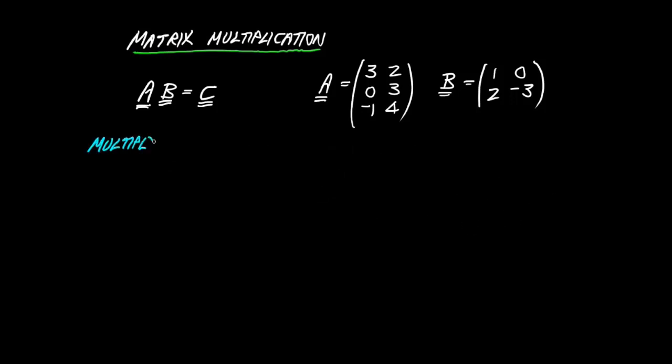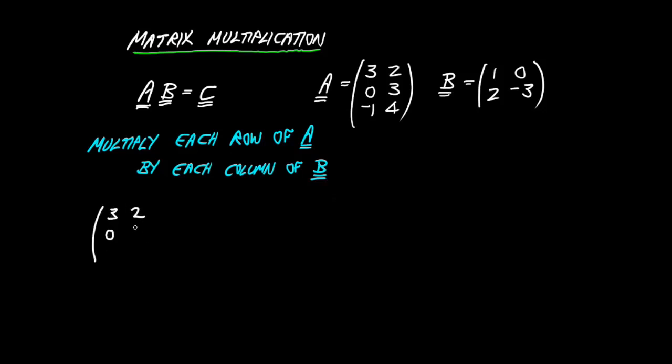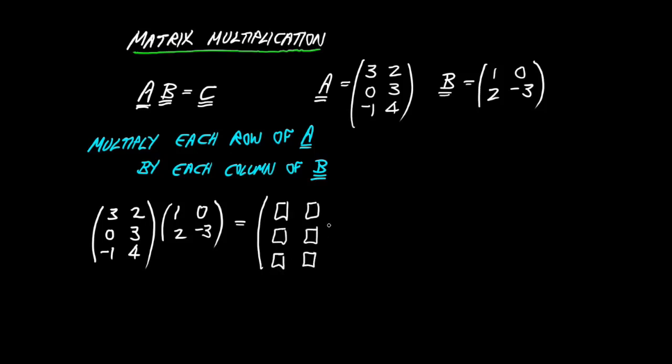The trick is to multiply each row of matrix A, the first matrix, by each entire column of matrix B. What does that mean? Well, let's write out our example. 3, 2, 0, 3, minus 4, minus 1, minus 1, 4, 1, 0, 2, minus 3. Now I know that this guy, the output matrix, is going to have 3 rows and 2 columns. You'll see why in a bit. I'll just put these blanks in for now. The question is how to work out each of these numbers. Let's choose this one first.